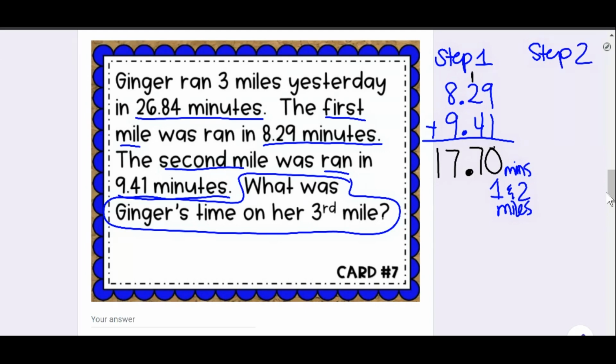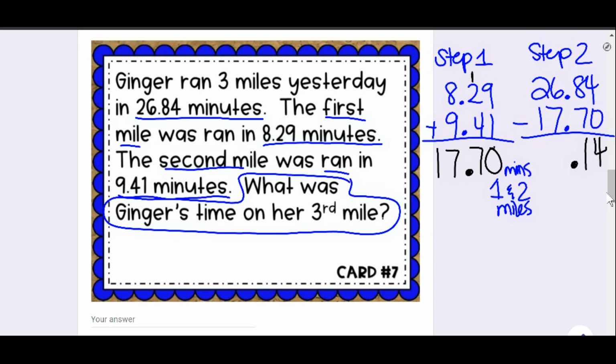Step 2, we're going to take her full amount of minutes, which was 26.84, and then we're going to subtract that 17.70 that we found. Once we subtract that, then we'll have our answer. So we're subtracting now, so the bigger number had to go on top. 4 minus 0 is 4. 8 minus 7 is 1. Bring down my decimal point.